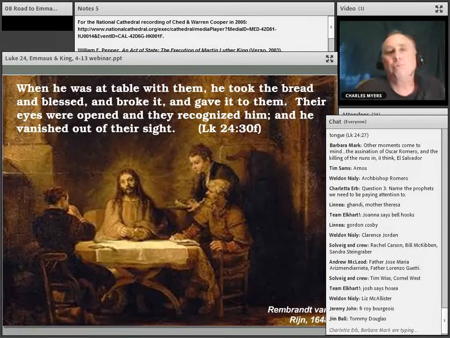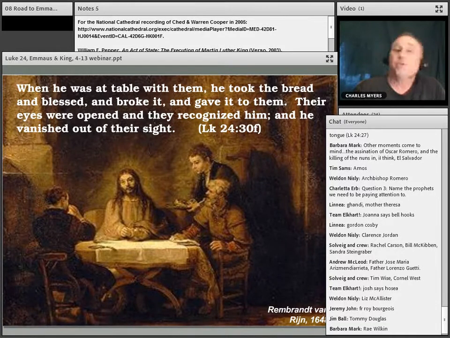Now comes really the most famous part of the story, where Jesus is famously revealed in the breaking of the bread. This is the part of the story that most homilies, most preaching focuses on. I want to pause here to look at a little bit of Christian art.